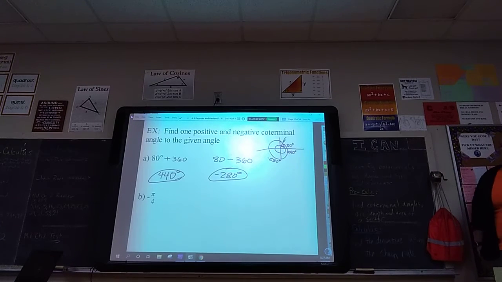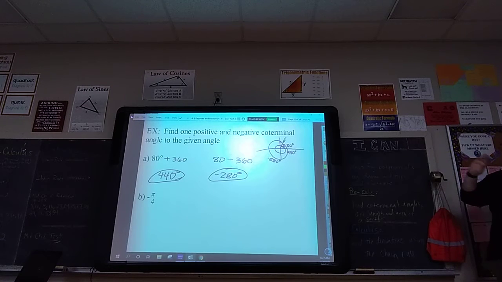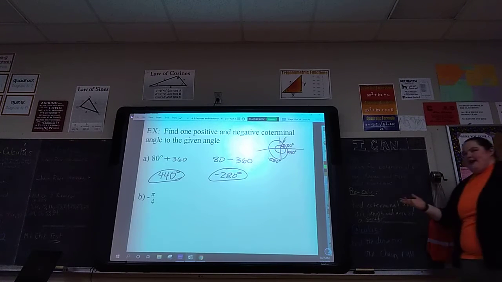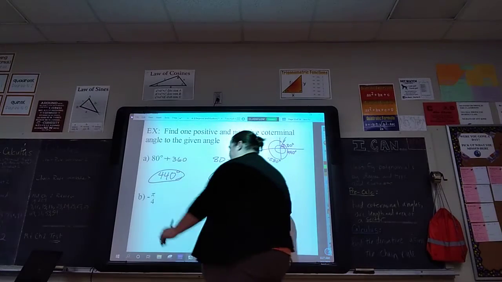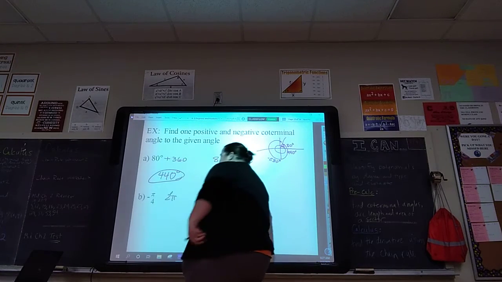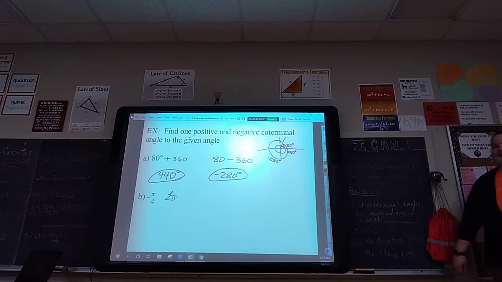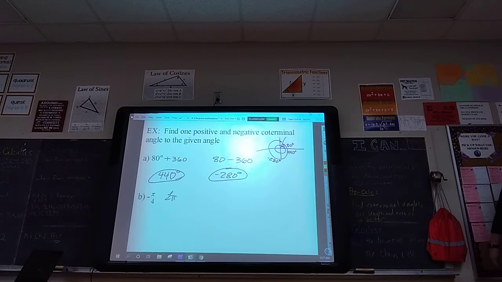Okay. So then my second angle, is that a radian or degree? Radian. Okay. So now when I add and subtract the whole trip around the circle, what's a whole trip around the circle in radians? 2 pi. I had two options, okay? 180 wasn't an option. 360 or 2 pi. Yep.